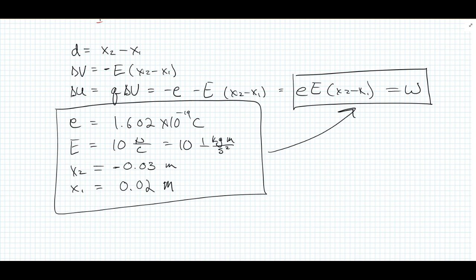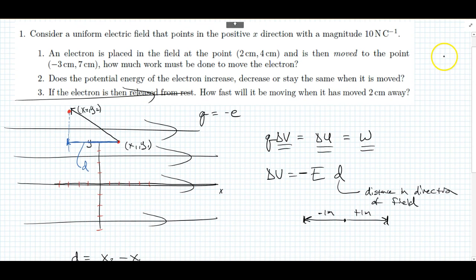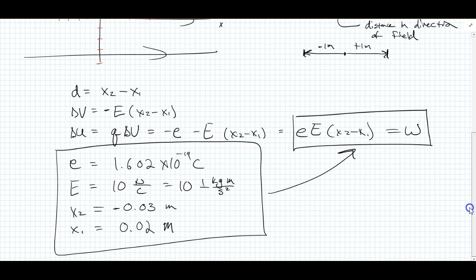So I just worked part A of example 1, and now I'm going to work part B. Part B is the question about whether the potential energy of the electron increases, decreases, or stays the same when it's moved. Now I could just calculate this number. We know that the work we calculated that had to be done on the electron is equal to the change in the potential energy of the electron. So I calculate that number and figure out if it's positive or negative.